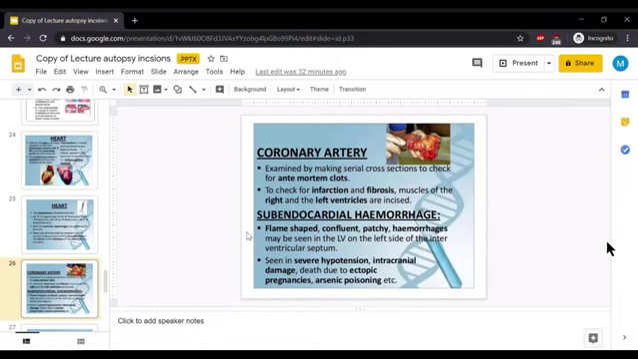Subendocardial hemorrhages, flame-shaped, confluent, or patchy, may be seen in the left ventricle on the left side of the interventricular septum. This is seen in severe hypotension, intracranial damage, death due to ectopic pregnancy, or arsenic poisoning.